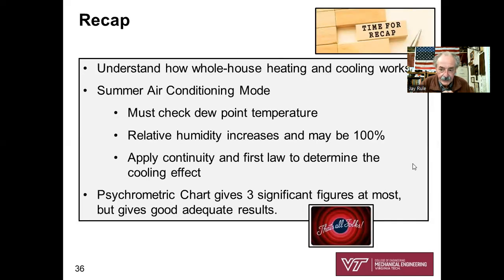So here are the takeaways from this example problem. You should understand how whole house heating and cooling works. What are the differences? What are the similarities? For the summer air conditioning mode, when you're cooling air, you've got to check the dew point temperature against what you're cooling it to. That's a must. When you're below it, the relative humidity increases a lot when you're cooling, and it might even be 100% relative humidity that you're sending back to the room. You will apply the continuity equation and the first law to determine the cooling effect.